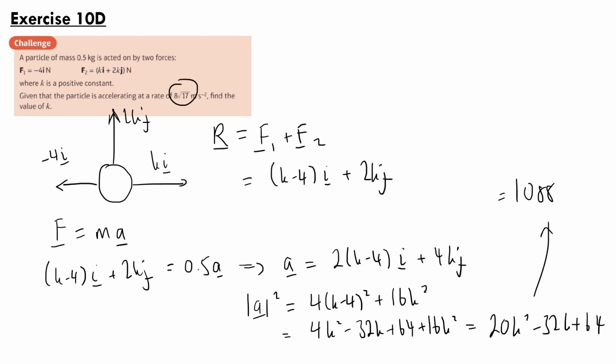So rearranging, we have 20k squared minus 32k, bringing the 1088 to the other side. So that's 64 minus 1088. That gives us minus 1024. That is equal to 0. I'm putting this straight into your calculator.